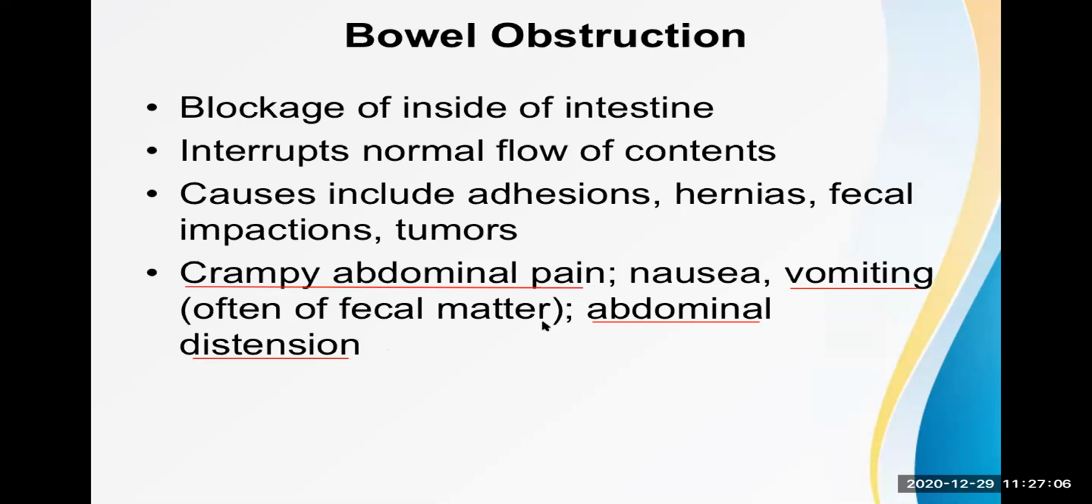If the obstruction is before the first part of the duodenum or second part of the duodenum, I should say, there is no bile in the vomiting. But if the obstruction is beyond or below the second part of the duodenum, bile is already present there, so the vomitus usually is green in color. Never forget to ask this important question when you are taking the history. So these are some of the important features of bowel obstruction.